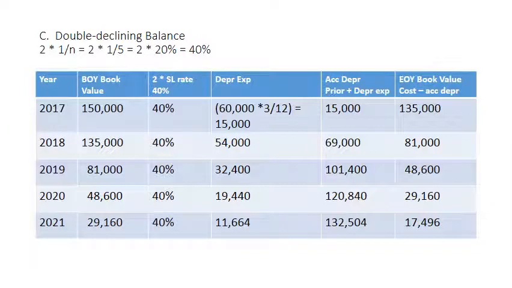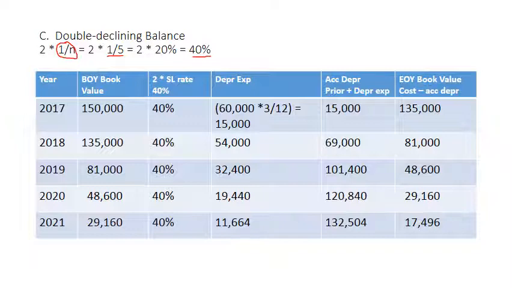Okay, and then double declining balance. For double declining balance, you're going to have the beginning of year book value. You have 2 times the straight line rate. The straight line rate is 1 over the number of years. In this case it had a 5-year life, so 1 over 5 years is 20%, and we're going to multiply that by 2. So 2 times 20% is 40%. We use 40% every year over the life.